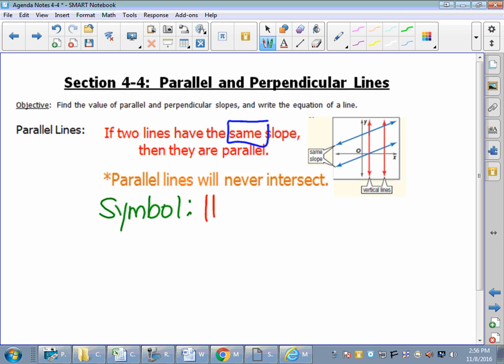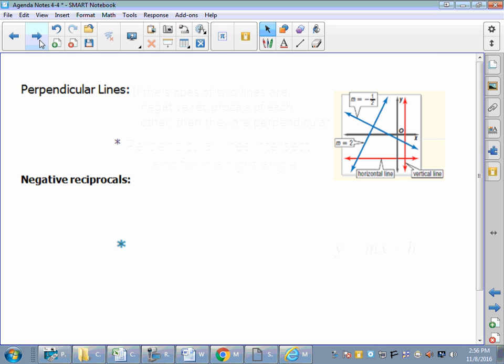So I know that I've got that. Like if I name this blue line up here line X, and this line Y, I could say that X is parallel to Y. So same slope, parallel lines. Then we've got perpendicular lines. Hopefully you know what perpendicular looks like.